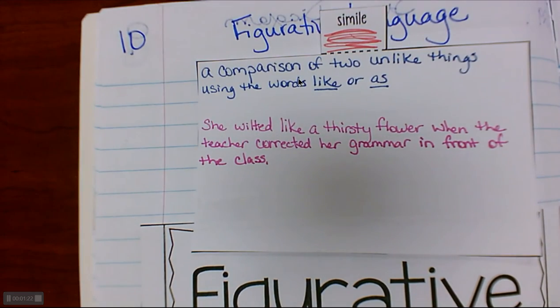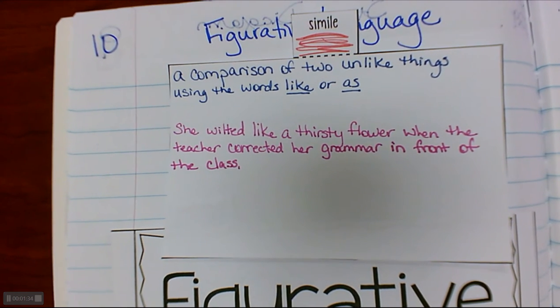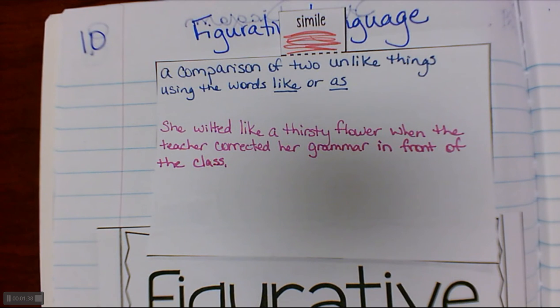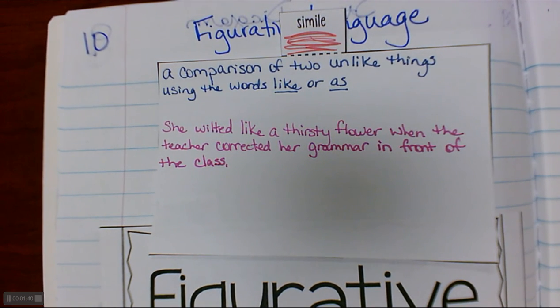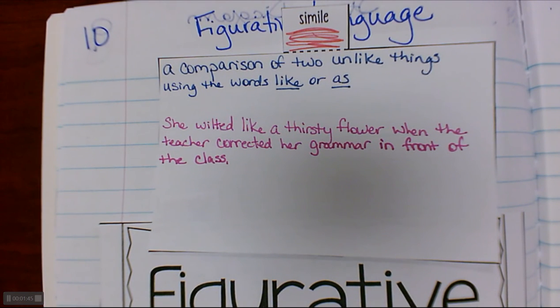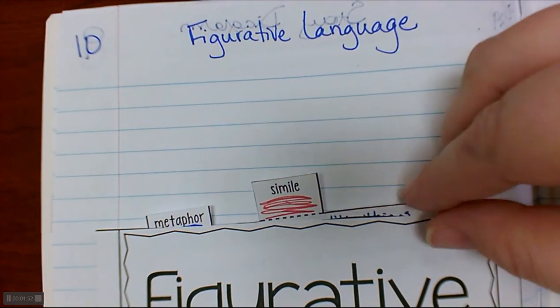Next, we have simile, which will be red. Simile is a comparison of two unlike things using the words like or as. She wilted like a thirsty flower when a teacher corrected her grammar in front of the class. So it's a comparison of two unlike things using the words like or as, and that's a simile. You just put it here behind metaphor.